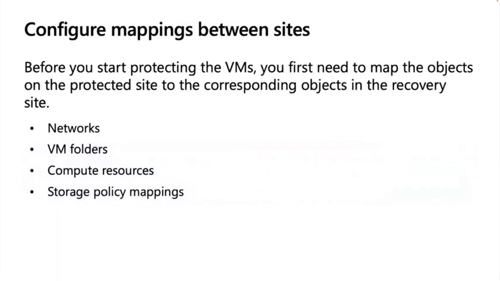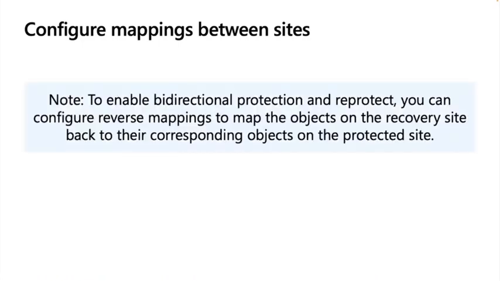And now that you have that pairing created, you can create mappings between the sites. So you'll map your networks, your prod network to your failover network, your folders, compute resources and storage policy mappings, but we can go over showing how to map some of that for you. Also, to enable bi-directional protection, you need to also create reverse mappings. We won't show that in the video, but we'll show some of the mappings that you need to do to at least get started for failing over.